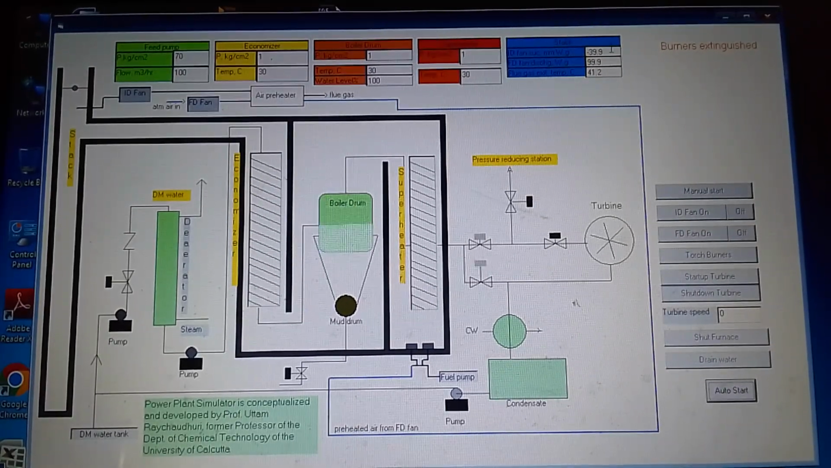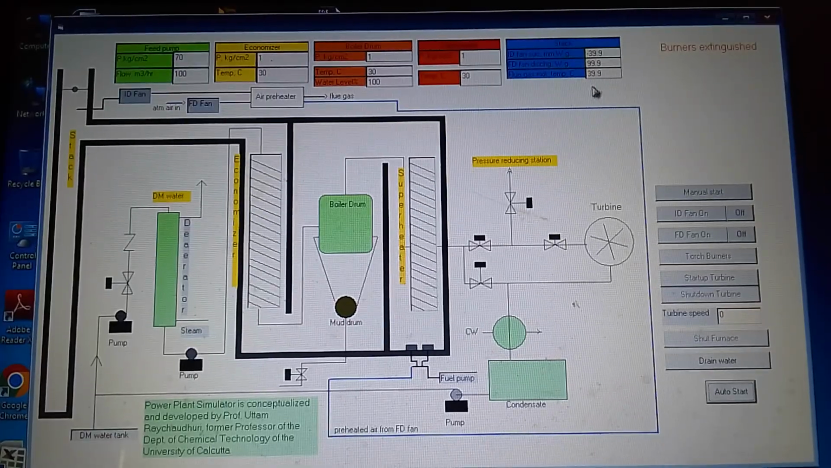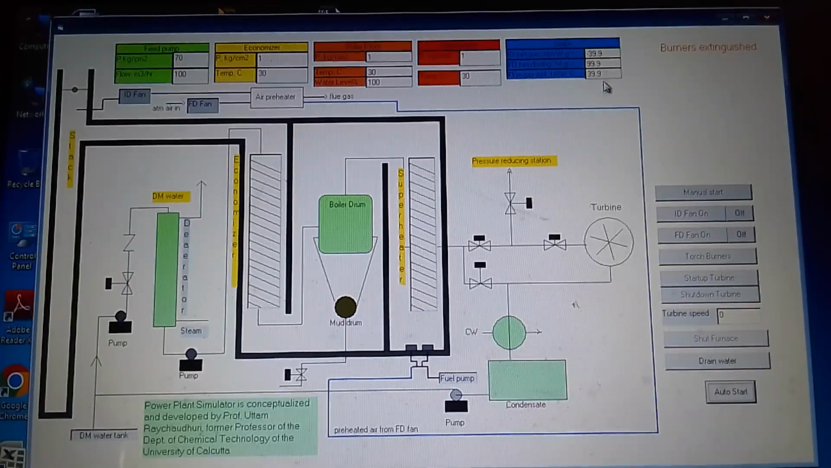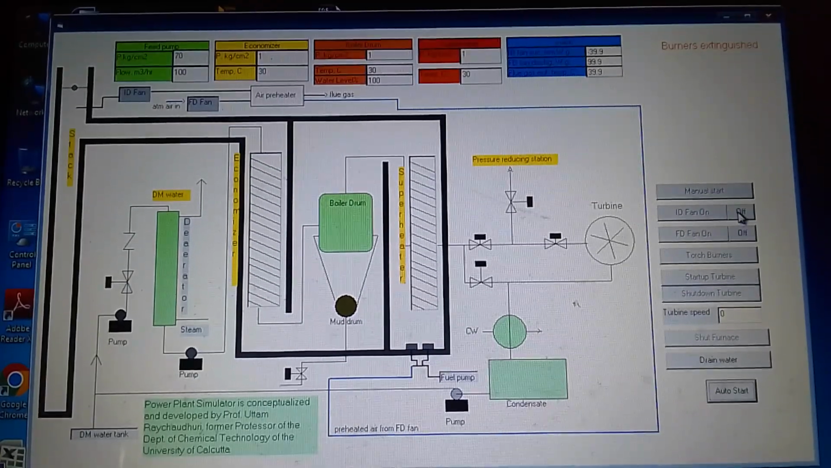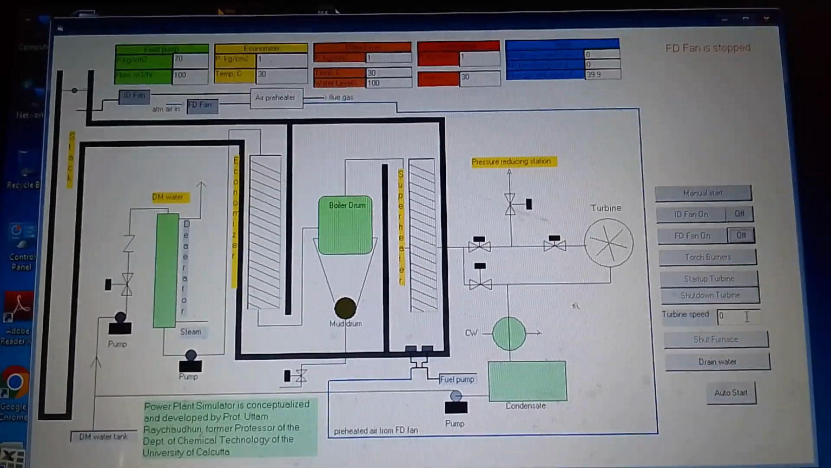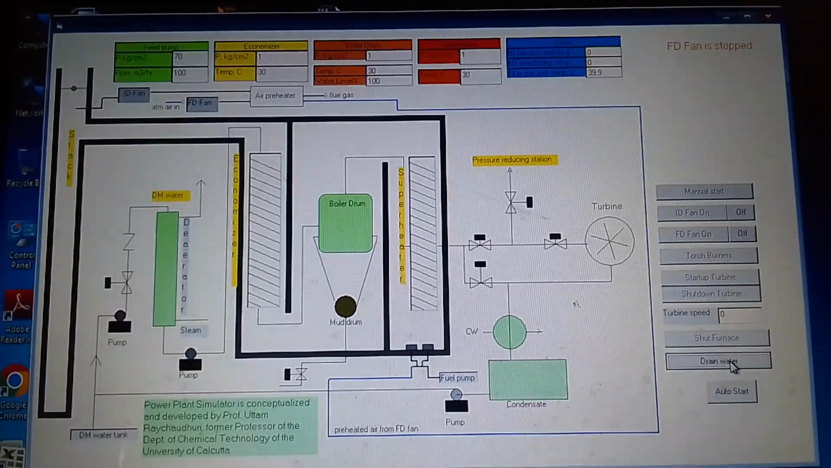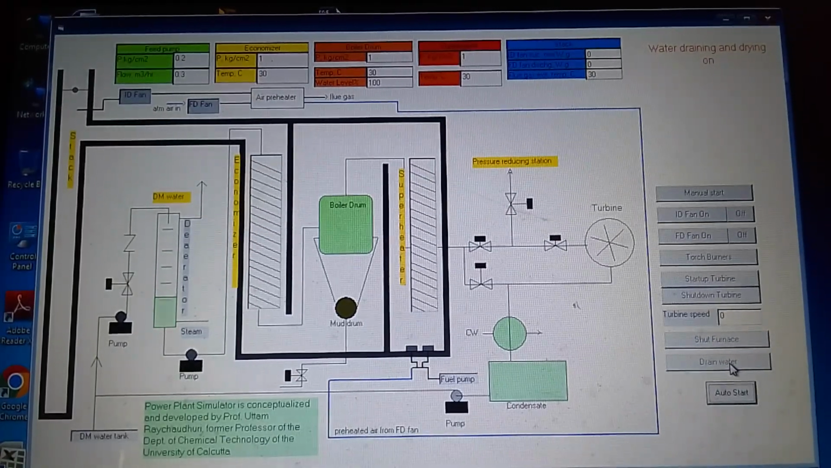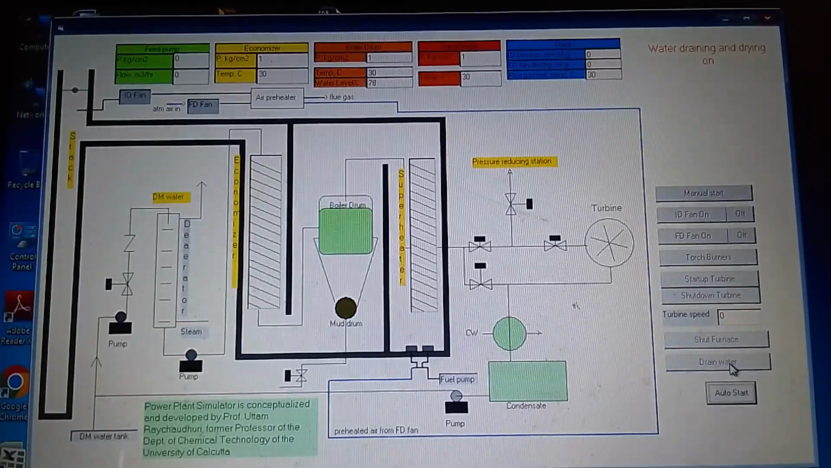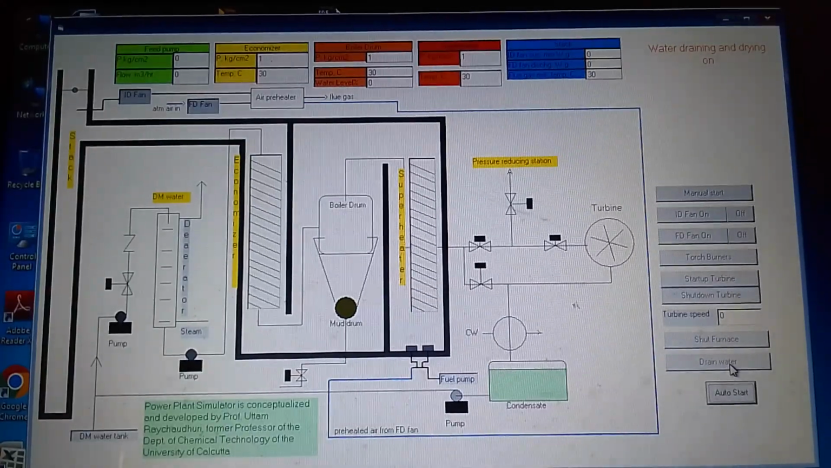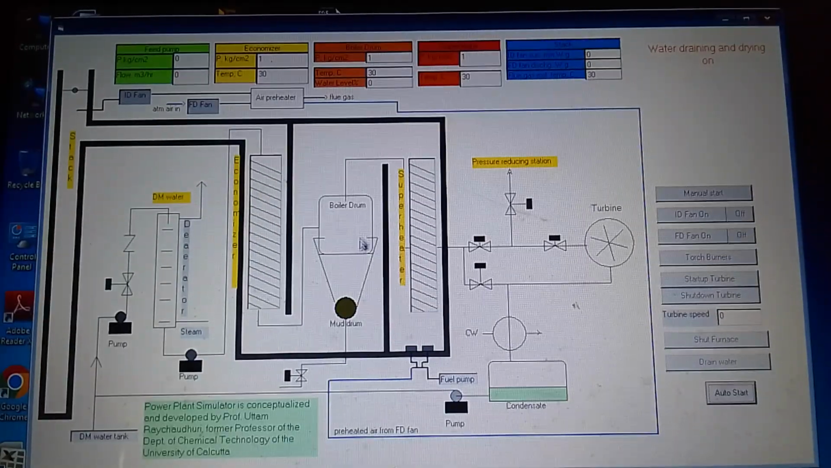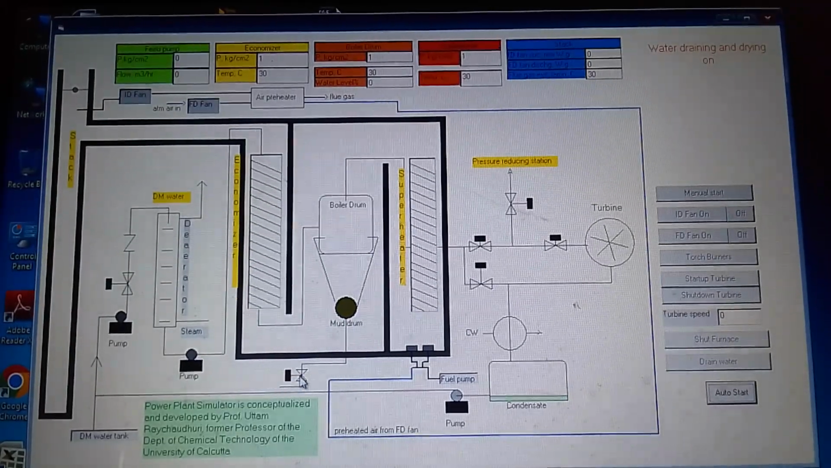But you cannot stop the ID and FD fans because the hot gas is not yet cooled down. Now it is around 40 degrees centigrade, and it is almost cooled down. So you can stop the ID fan and FD fan, and then you can drain the water after checking for leakage or necessary testing of the boiler, and then you have to wait for some time. All the water will be drained out, and the entire system will be taken for maintenance work, for the boiler drum inspection as well as for the mud drum and the valve checking for the drain out.